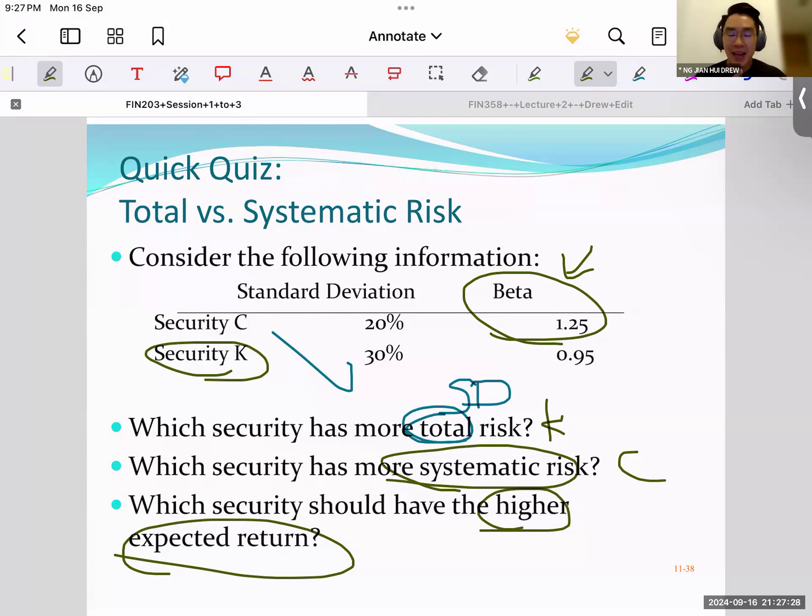Is this very clear? Anyone needs me to repeat because it's a very important concept. So the answer is C. Which one should have higher expected return? C. Just one last time, you are only rewarded by taking on risk that is systematic in nature. And so the higher expected return is your security that has the higher beta.